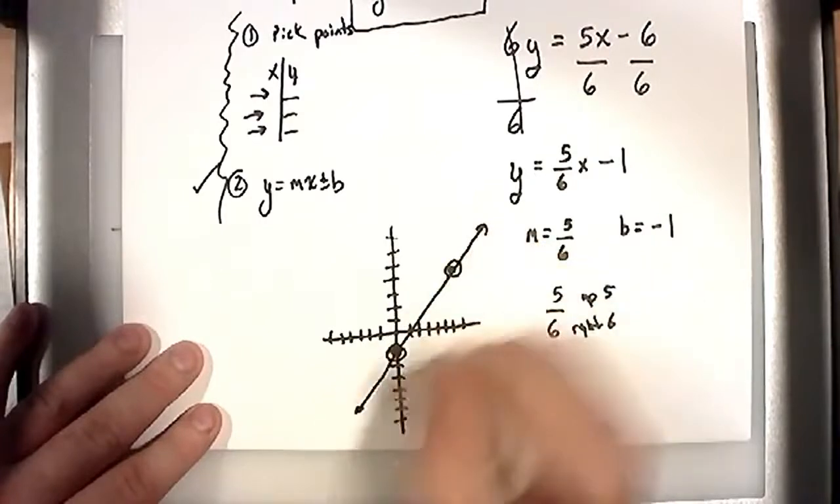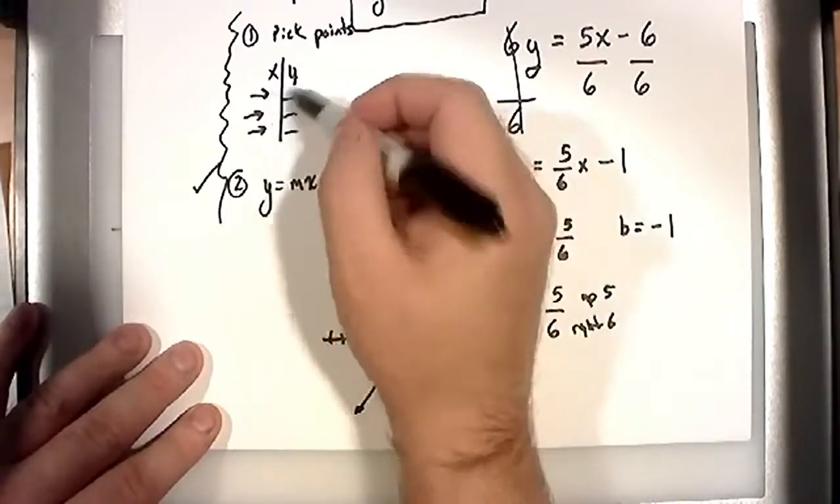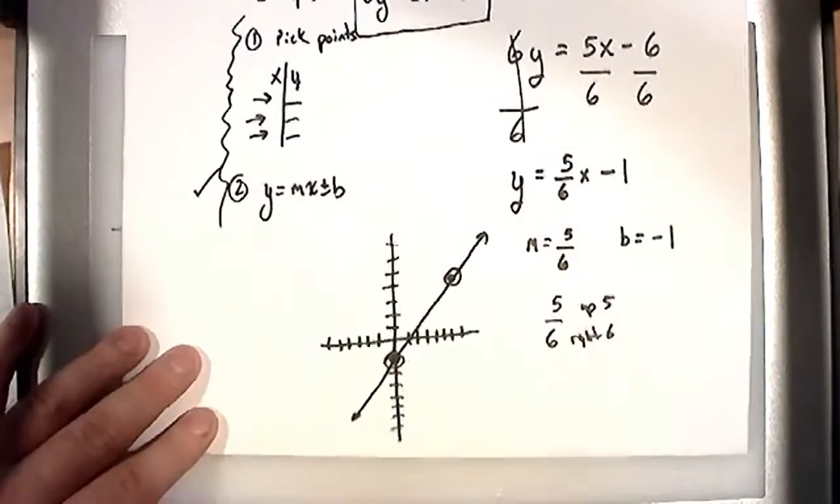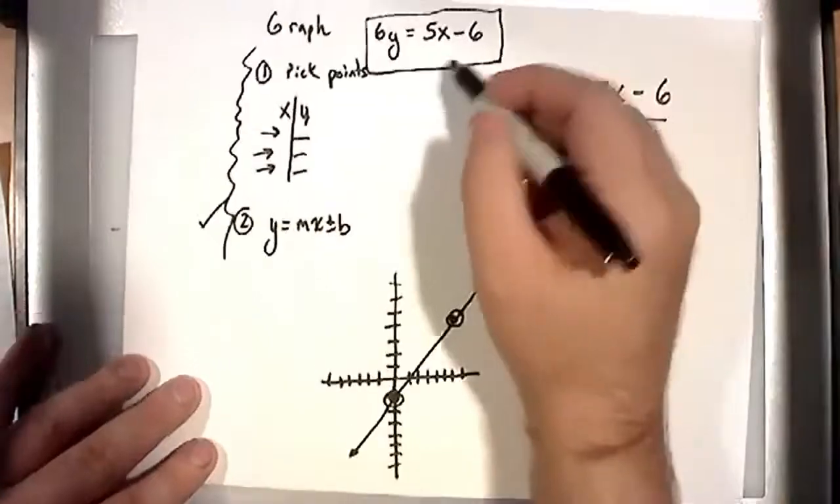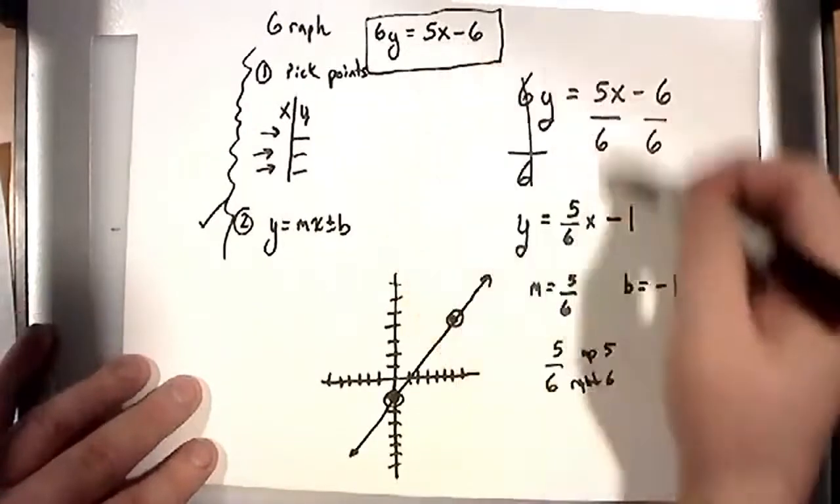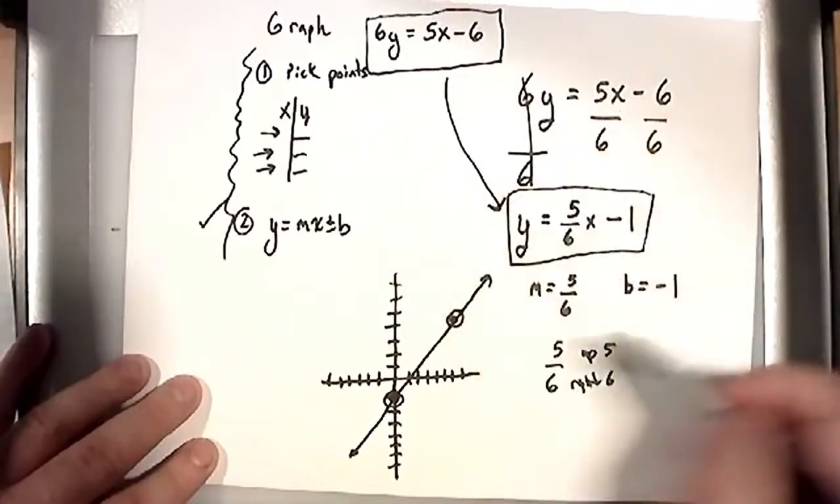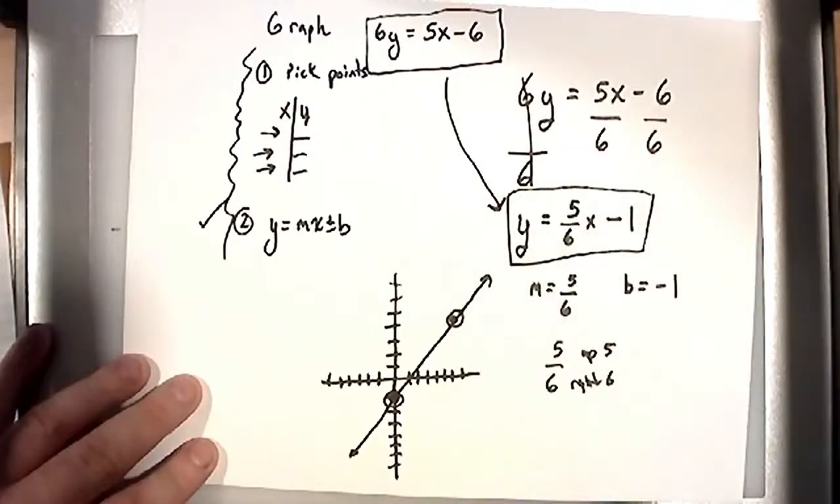So rather than having to go through the table method where you got to pick an x, plug it in, see what the y is, and repeat, if you can take an equation that's not y equals mx plus b, get it into y equals mx plus b, then you just graph it like normal. And that's the idea. That's the point, y'all.